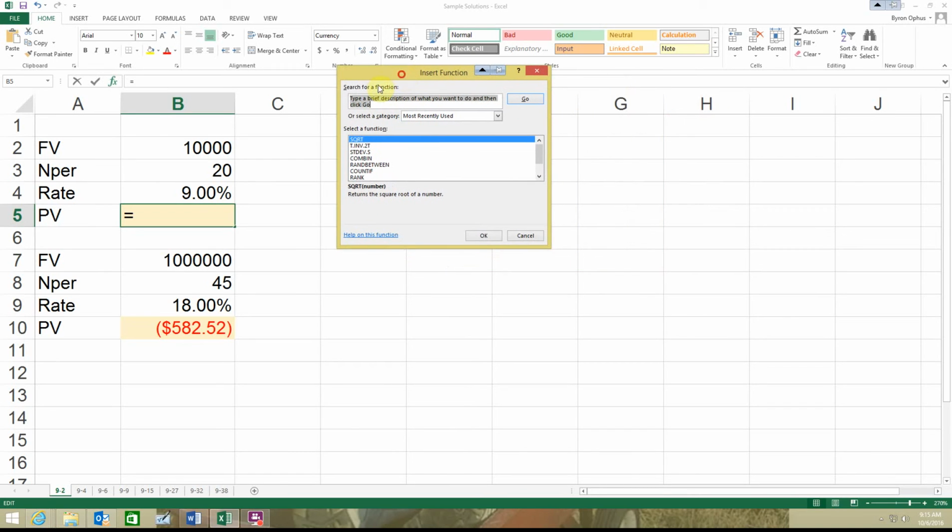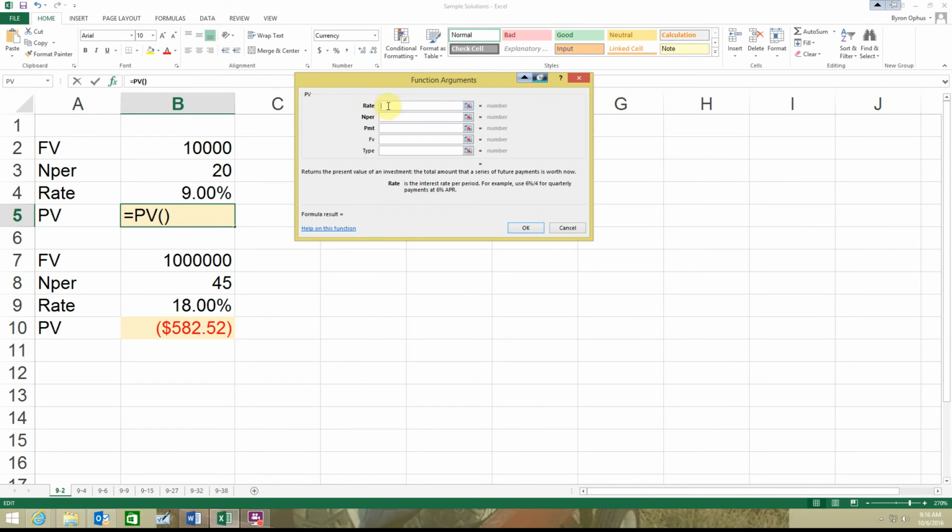So let's hit our function key up here, and let's go to financial, and then let's see if there's one that's called present value, or PV. Surprise, surprise. Returns the present value of an investment, the total amount that a series of future payments is worth now. So it could be future payments, but it can also be just a future amount.